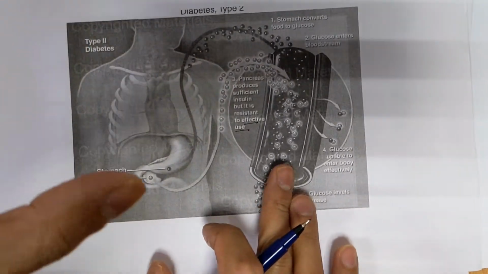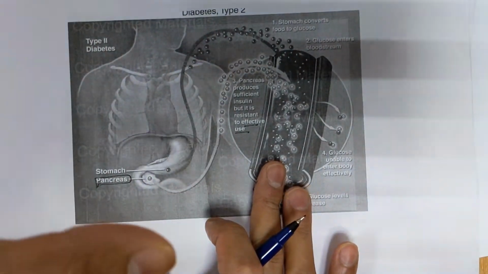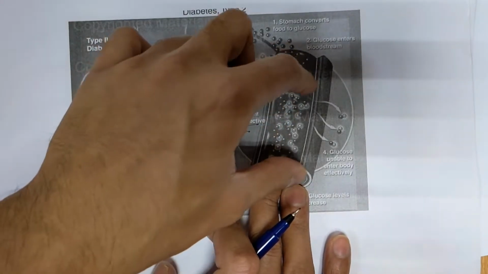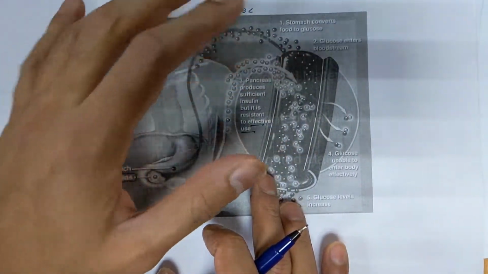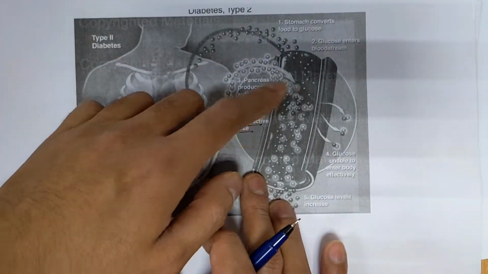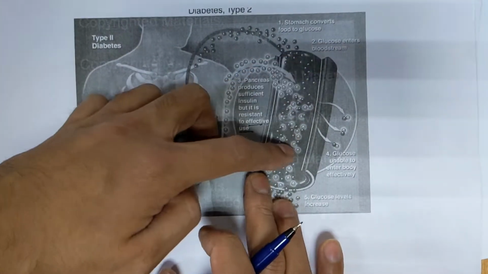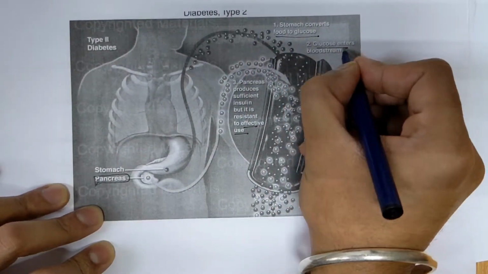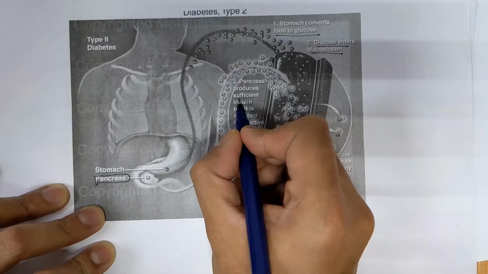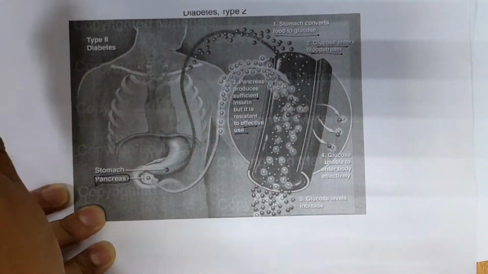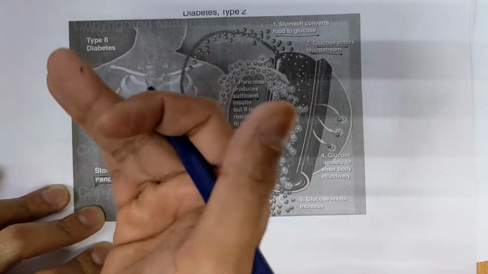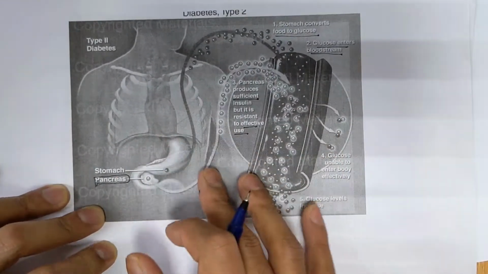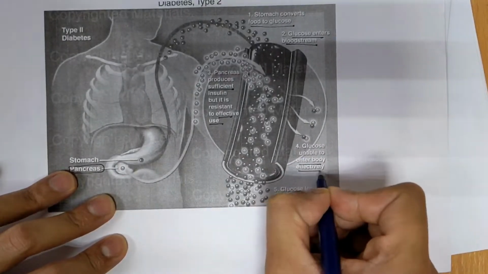Now in type 2, the insulin is being produced in a normal or even prominent amount, but our body is resistant to the insulin. That is why there is an increase in the glucose level inside the blood. The stomach first converts the food to glucose, glucose enters the bloodstream, and after that the pancreas produces sufficient insulin. That was not the case with type 1, in which insufficient insulin was produced, but here the insulin is produced sufficiently but is resistant to effective use, and glucose is unable to enter the body effectively.